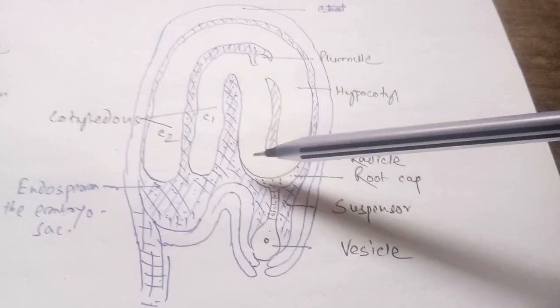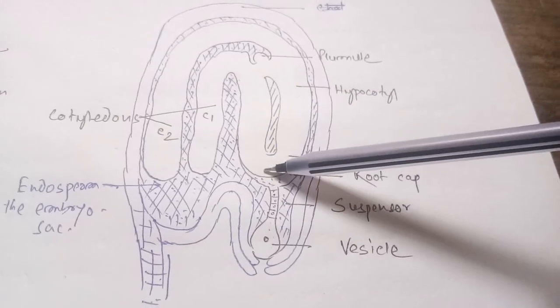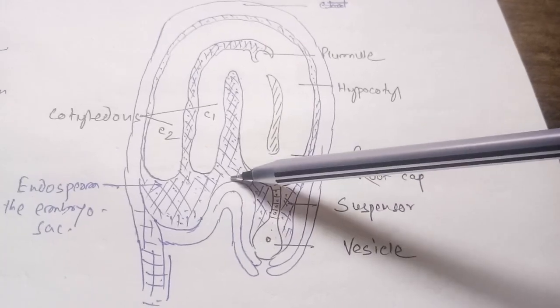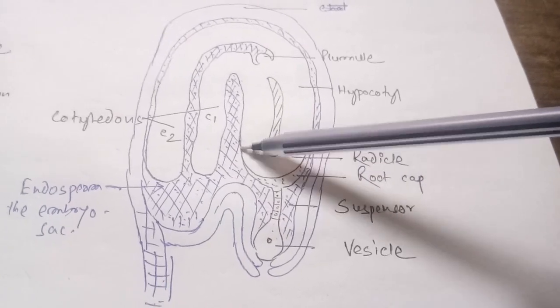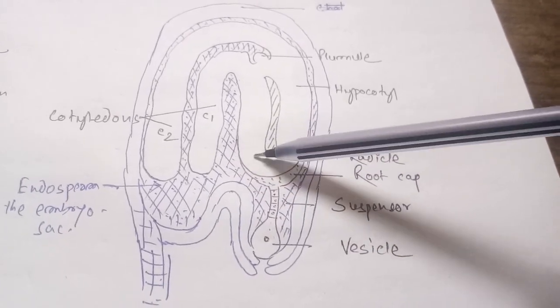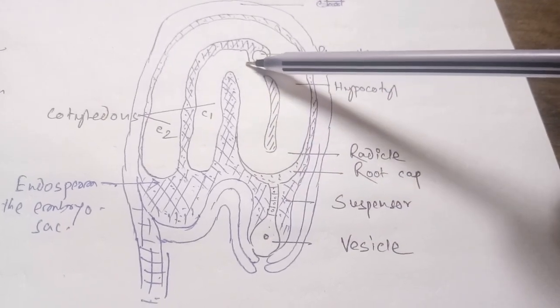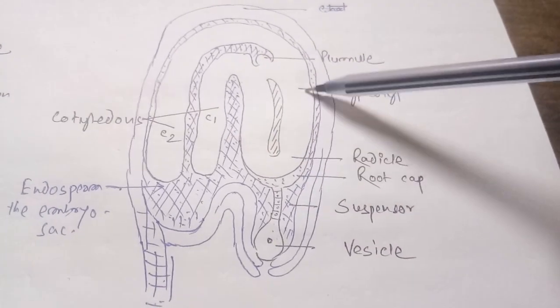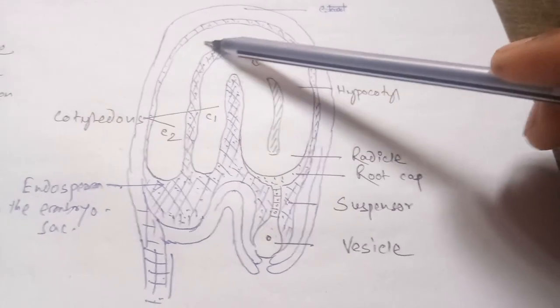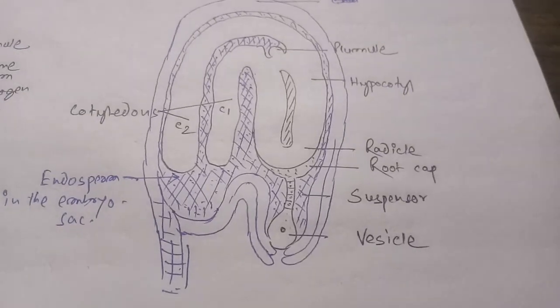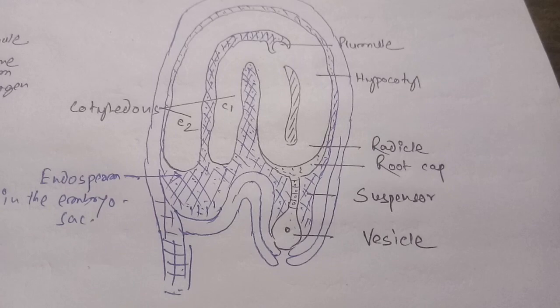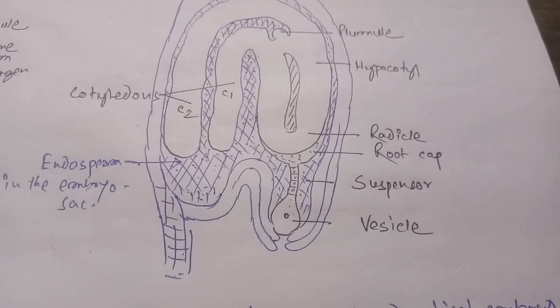Due to further growth and development, it will push inside the endosperm cells, and it will grow further and further, and it will be converted into a horseshoe-shaped structure. So this is about the development of the dicot embryo in Capsella bursa-pastoris. Thank you.